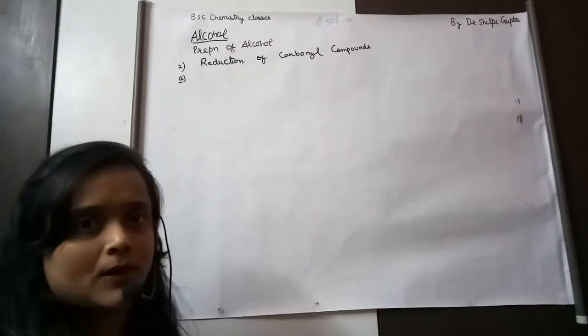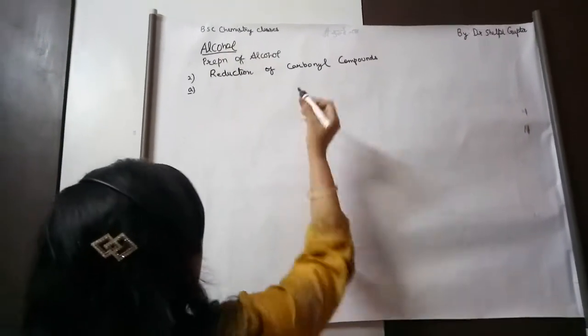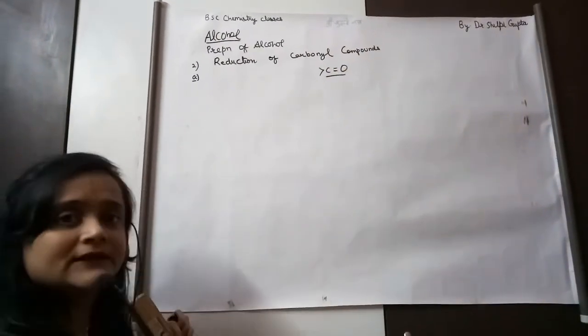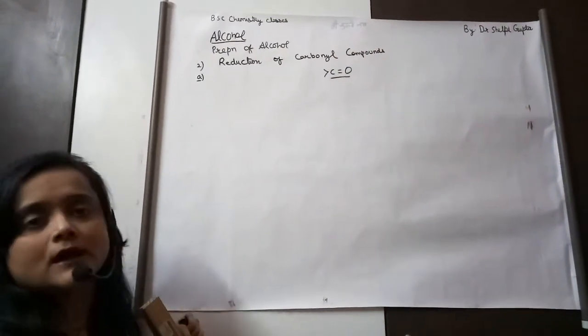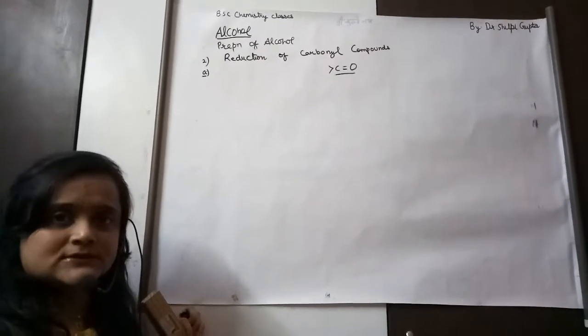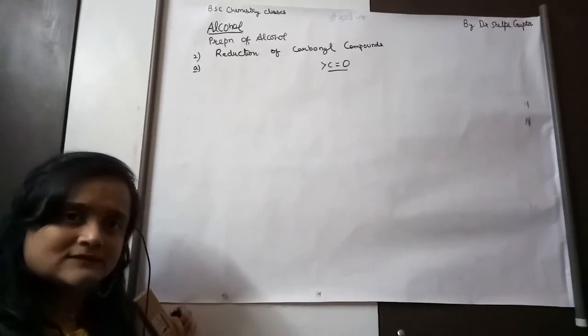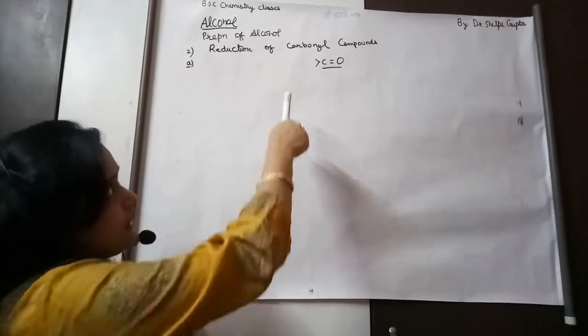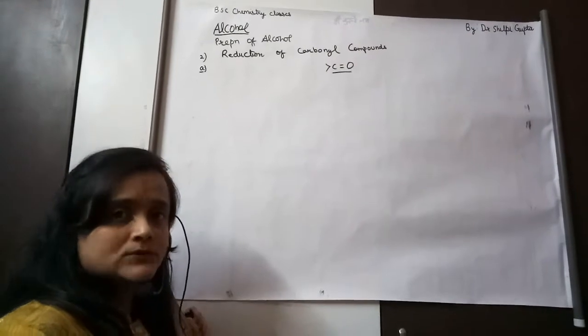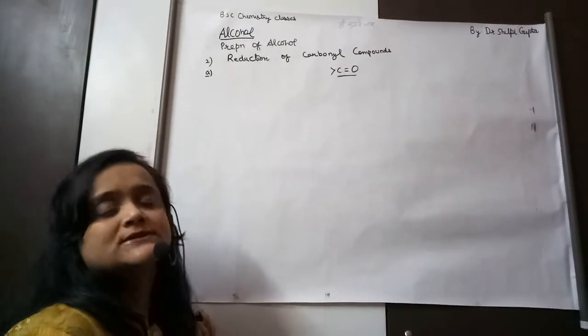What are carbonyl compounds? The group which have C double bond O group. The molecules which have C double bond O group are called carbonyl compounds. For example, aldehydes, ketones, acid chlorides, carboxylic acids, and so on. So carbonyl reduction is the organic reaction of the carbonyl compounds in presence of reducing agent.